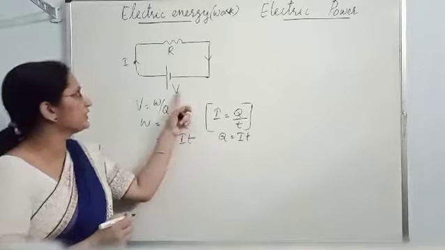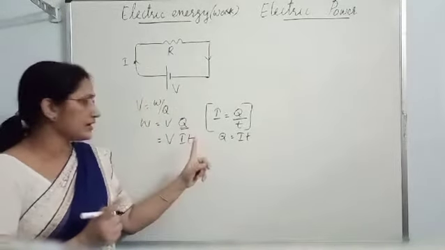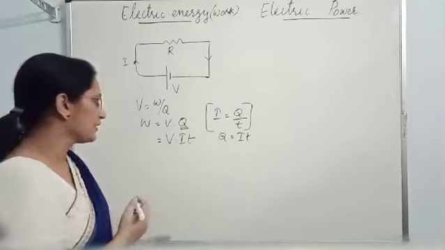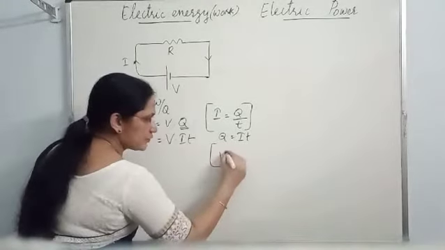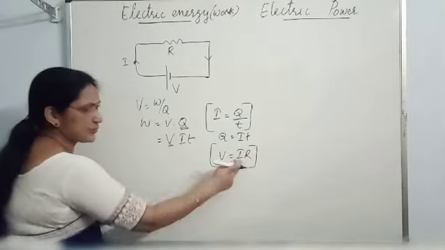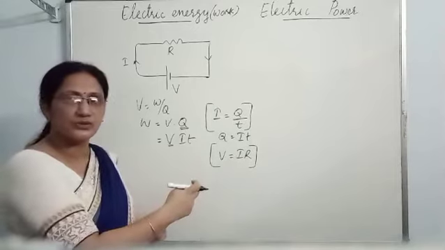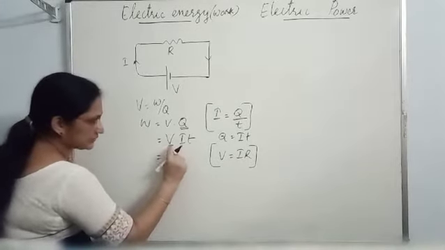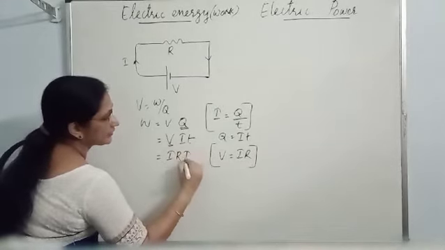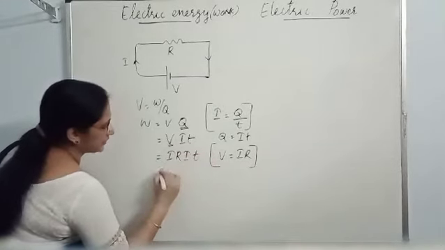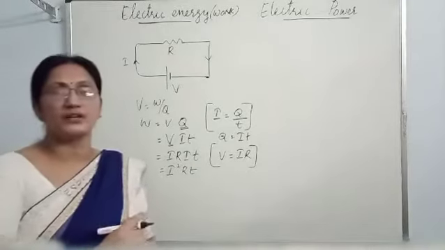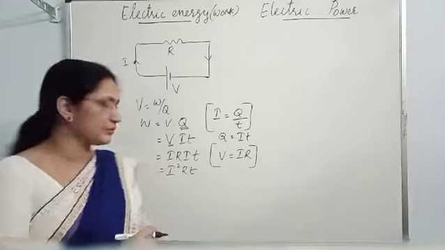So electric work can be found out by this formula also, VIT. V is the potential difference, I is the current, T is the time of flow, how long the charge flow happens. Then again Ohm's law says V is equal to I into R. So this V you can substitute again as I into R. So it can be written as I into R, again I into T. So you will get it as I square RT. This is another formula to find out electric energy or electric work.